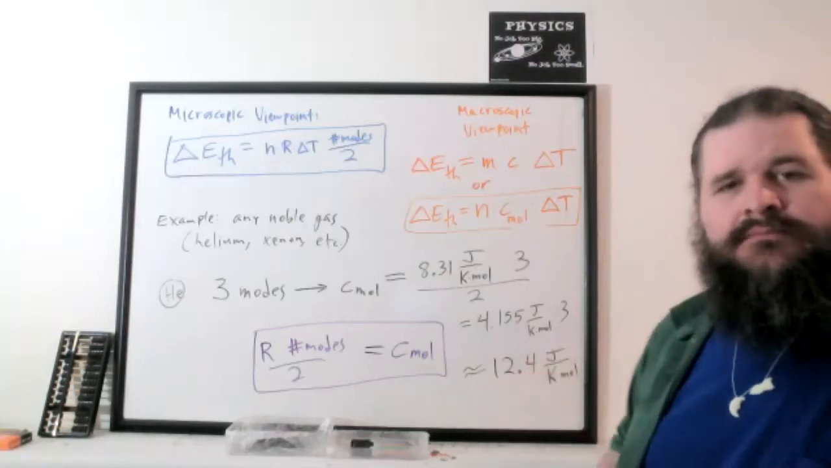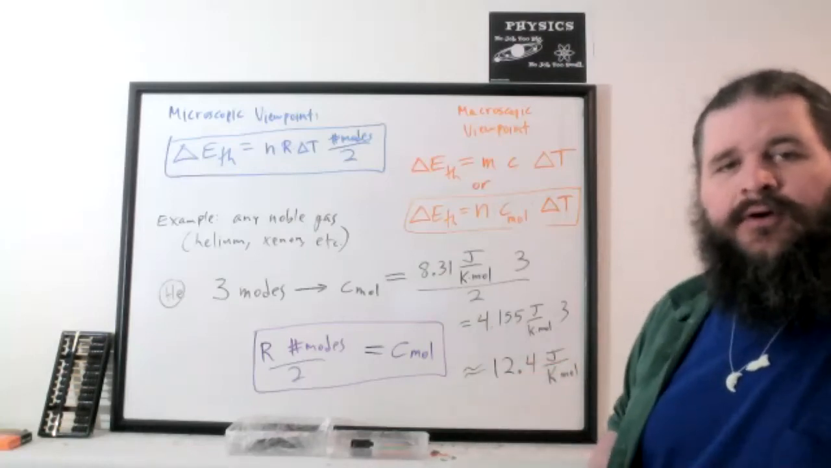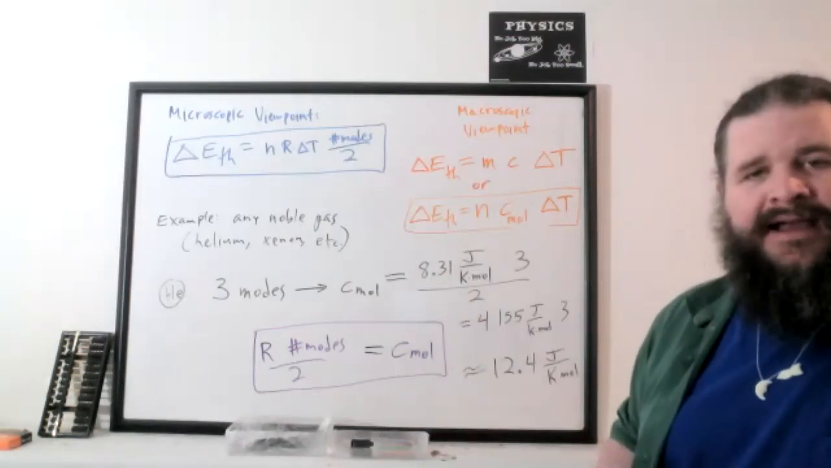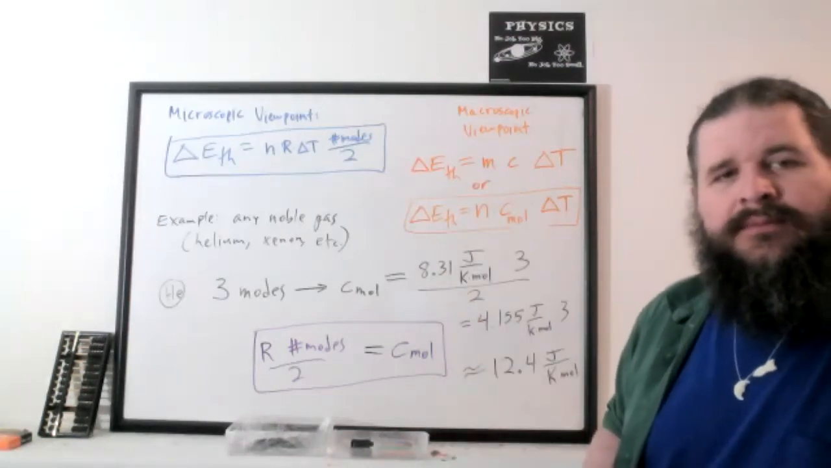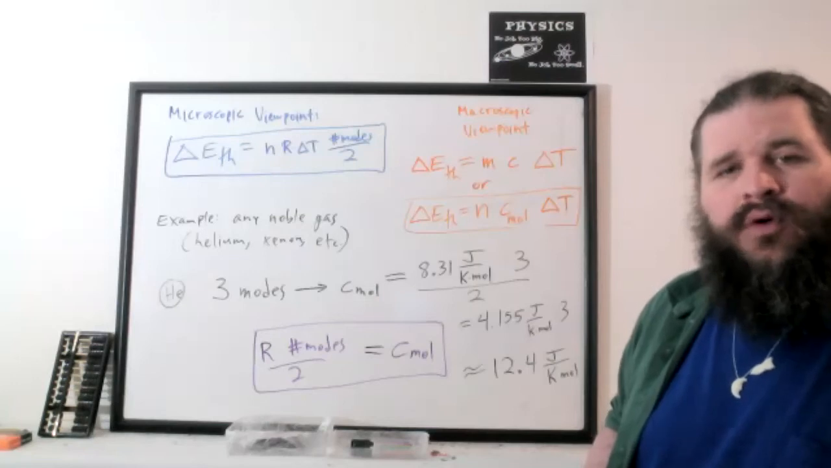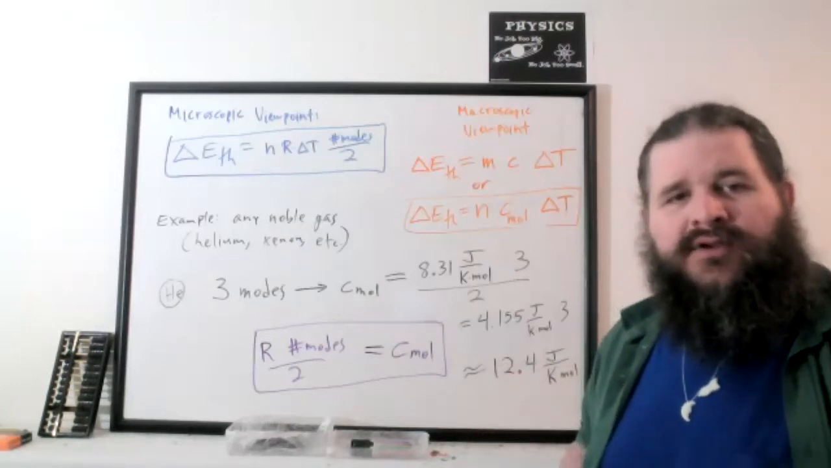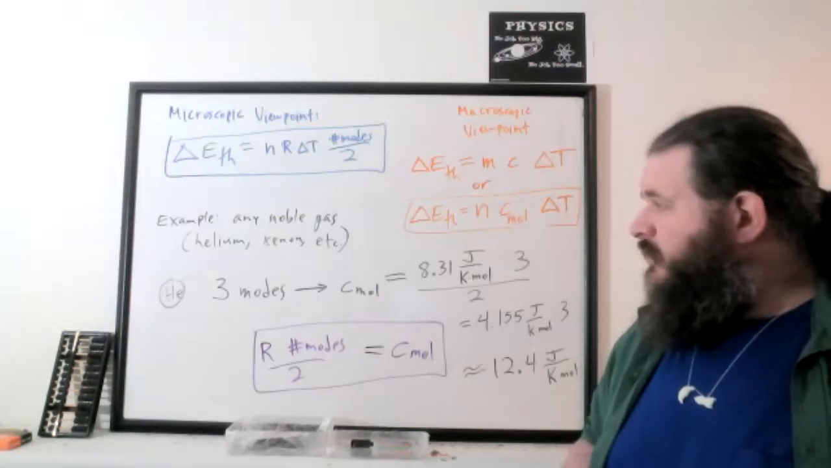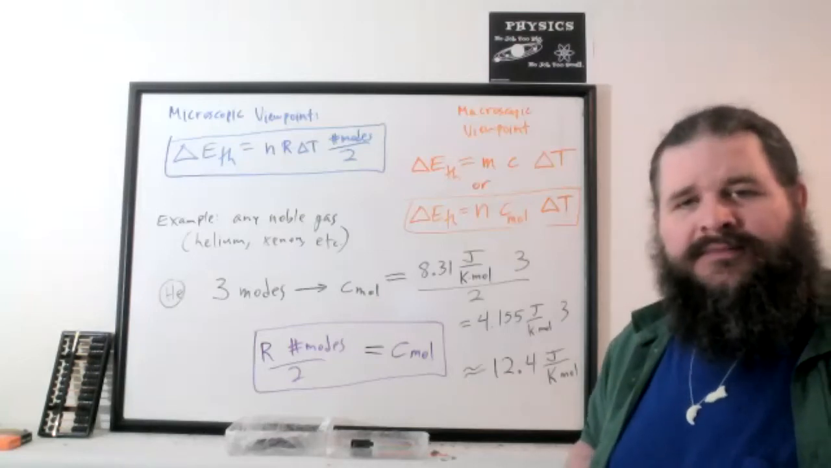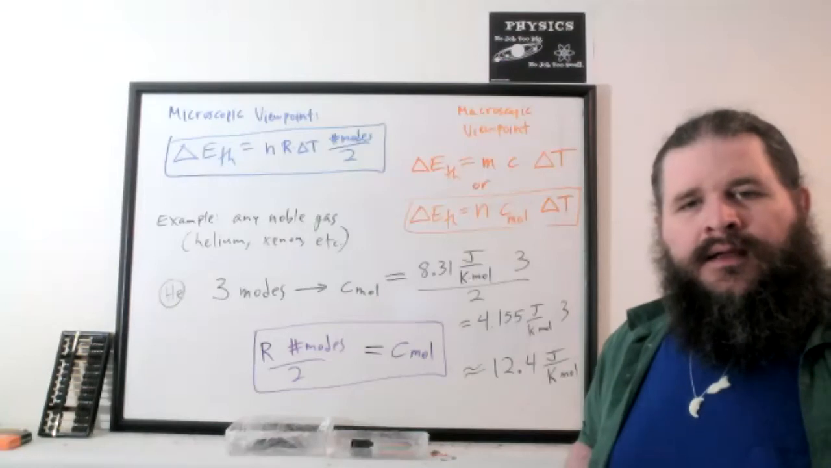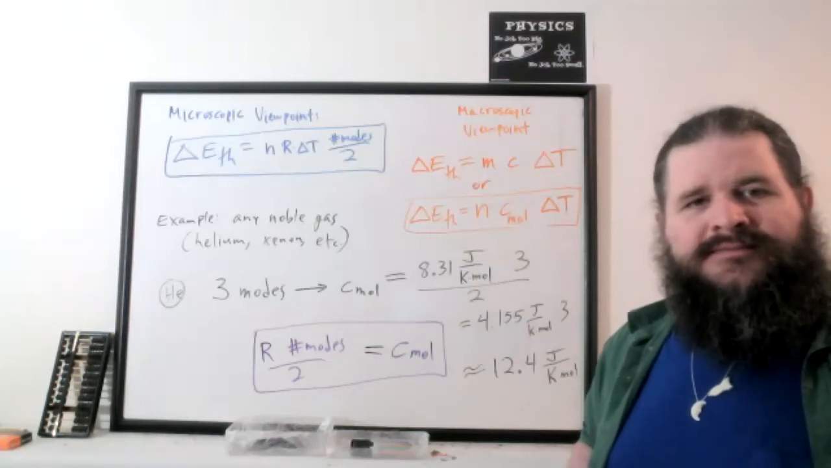So this is the molar specific heat we should expect for not only helium, but any noble gas. So if you look up the specific heat per mole of a noble gas, it should be pretty close to this. And again, you can apply this to any substance as long as you know the number of modes per particle. Any questions on that so far?